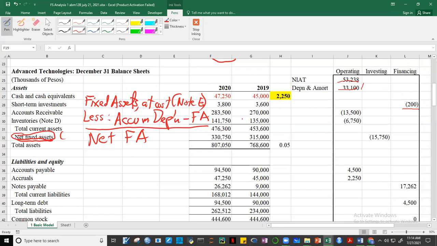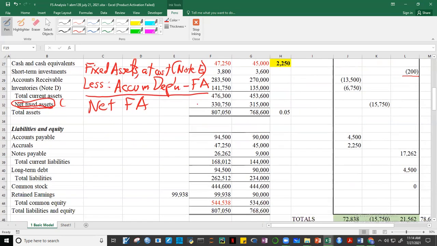That's the same for your accounts receivable and your inventory. Nadagdagan si AR ng 13.5. Si AR, papasok siya sa operating. Ganun din si inventories, operating din siya. So we now have, nag-increase si AR, nag-increase si inventories, so those are uses of cash. Kaya nga negative siya, then under operating siya.